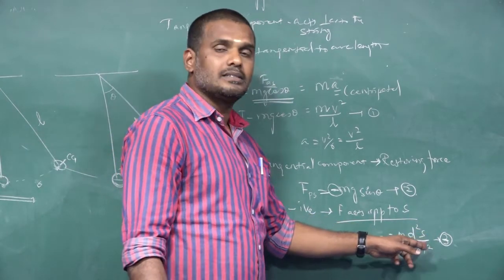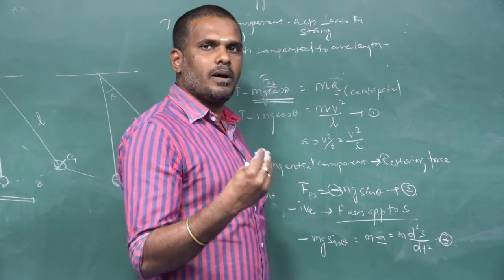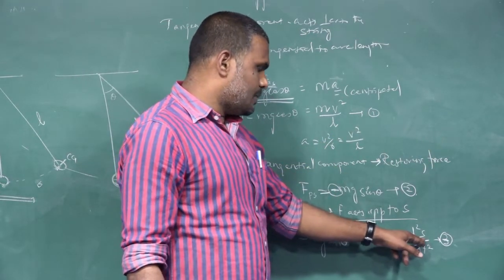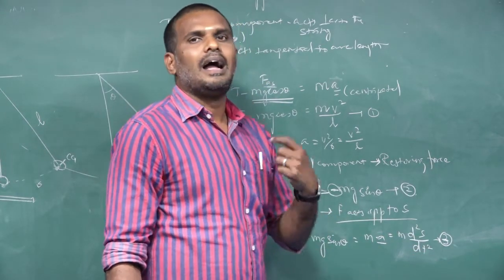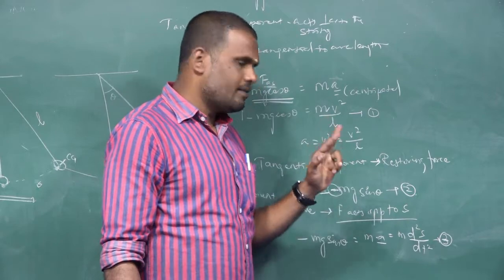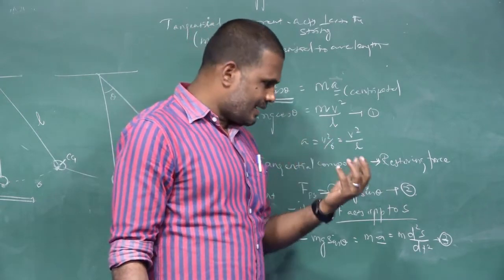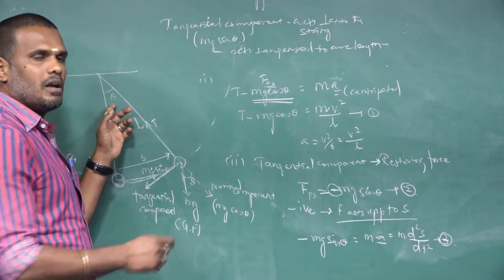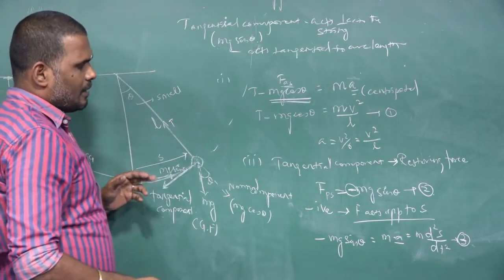What is this s? S is the arc length, which means it is the displacement made by the bob from its mean position to the extreme position. So linear displacement is S. I have to represent this linear displacement in terms of angular displacement theta. I can calculate this on the basis of an approximation, considering that this angle theta is small.